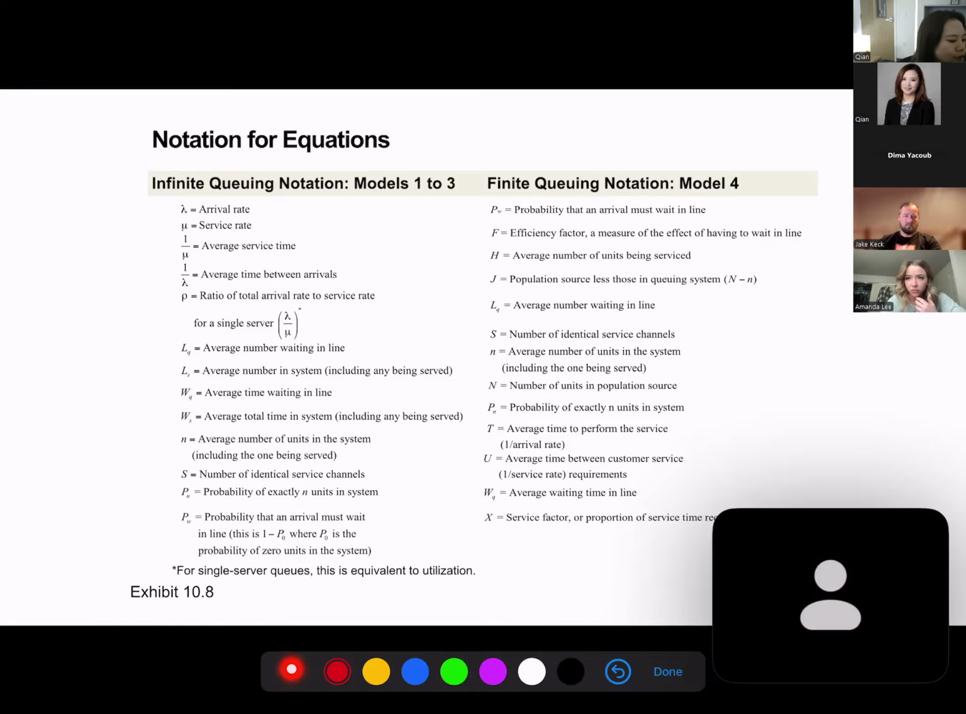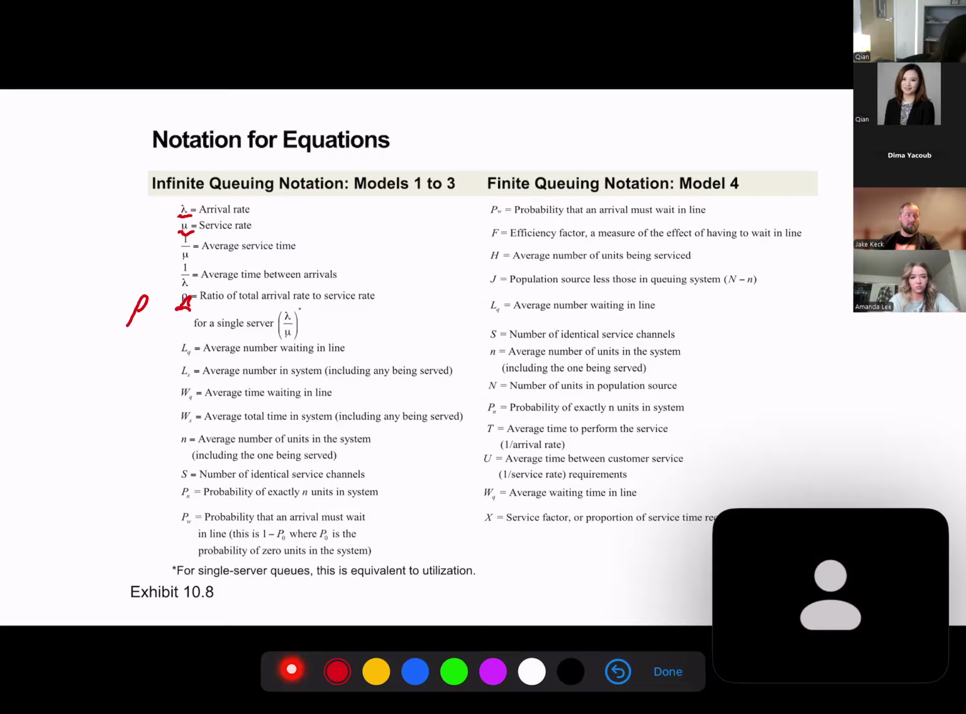So what you need to focus on first for the homework is lambda. Lambda here means the arrival rate, how many customers arrive. And mu here means the service rate, so in an hour, how many customers you can serve in the system. Then take a look at rho here. This is not P, okay? This is rho, and it is the ratio of total arrival rate to service rate.